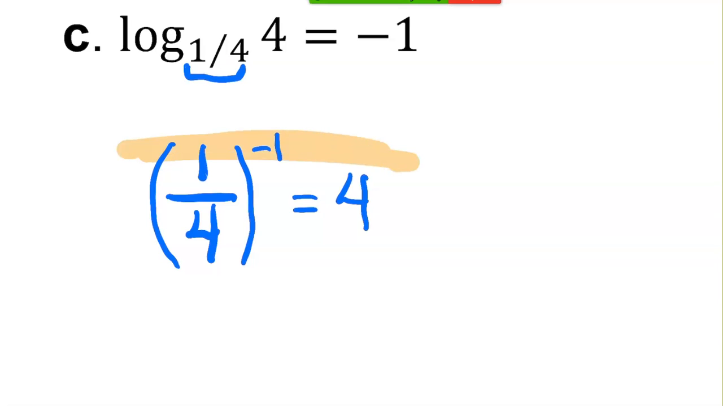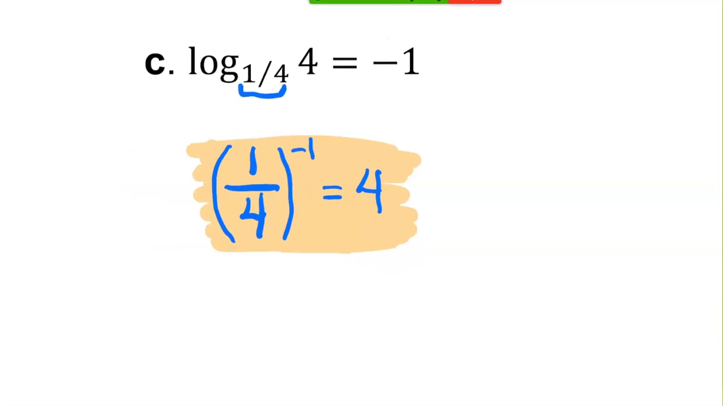So this is a weirder one. When you have a fraction in your base, you'll need those parentheses because if you don't have the parentheses, it's sort of like saying 1 to the 4th to the -1. Really, is that -1 just on the 1? Who knows? That's why you need the parentheses there, because it's on the entire 1/4. Any questions about that one?